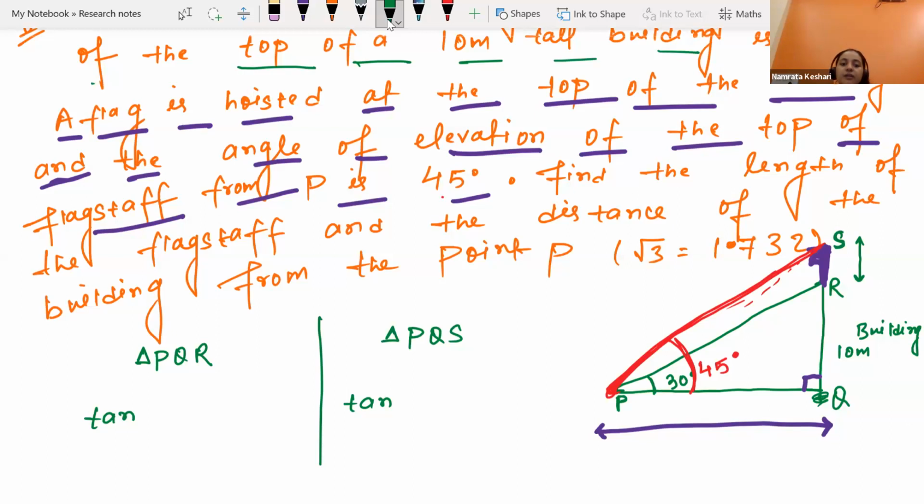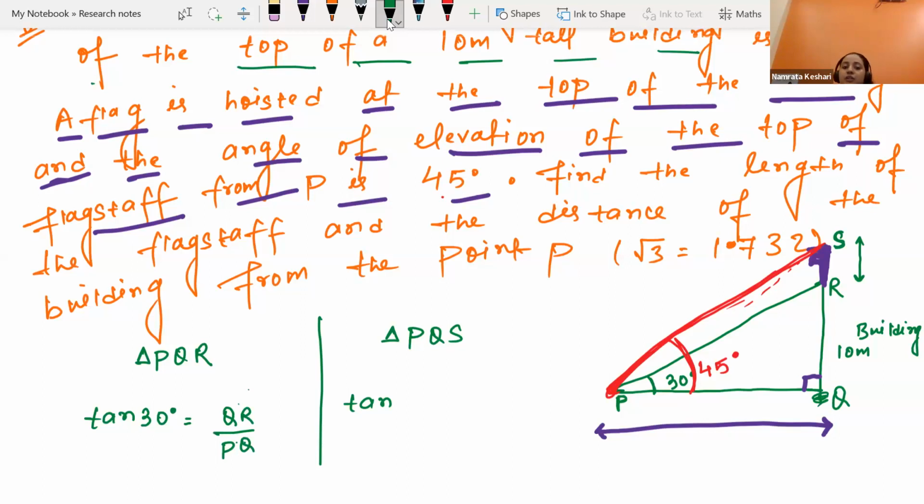Here of course we'll be taking tan PQR. PQR is the smaller triangle where the angle is 30 degree. Can you see it? Tan is equal to opposite over adjacent, or perpendicular upon base. Perpendicular is QR, right? And base is PQ. Yes or no?